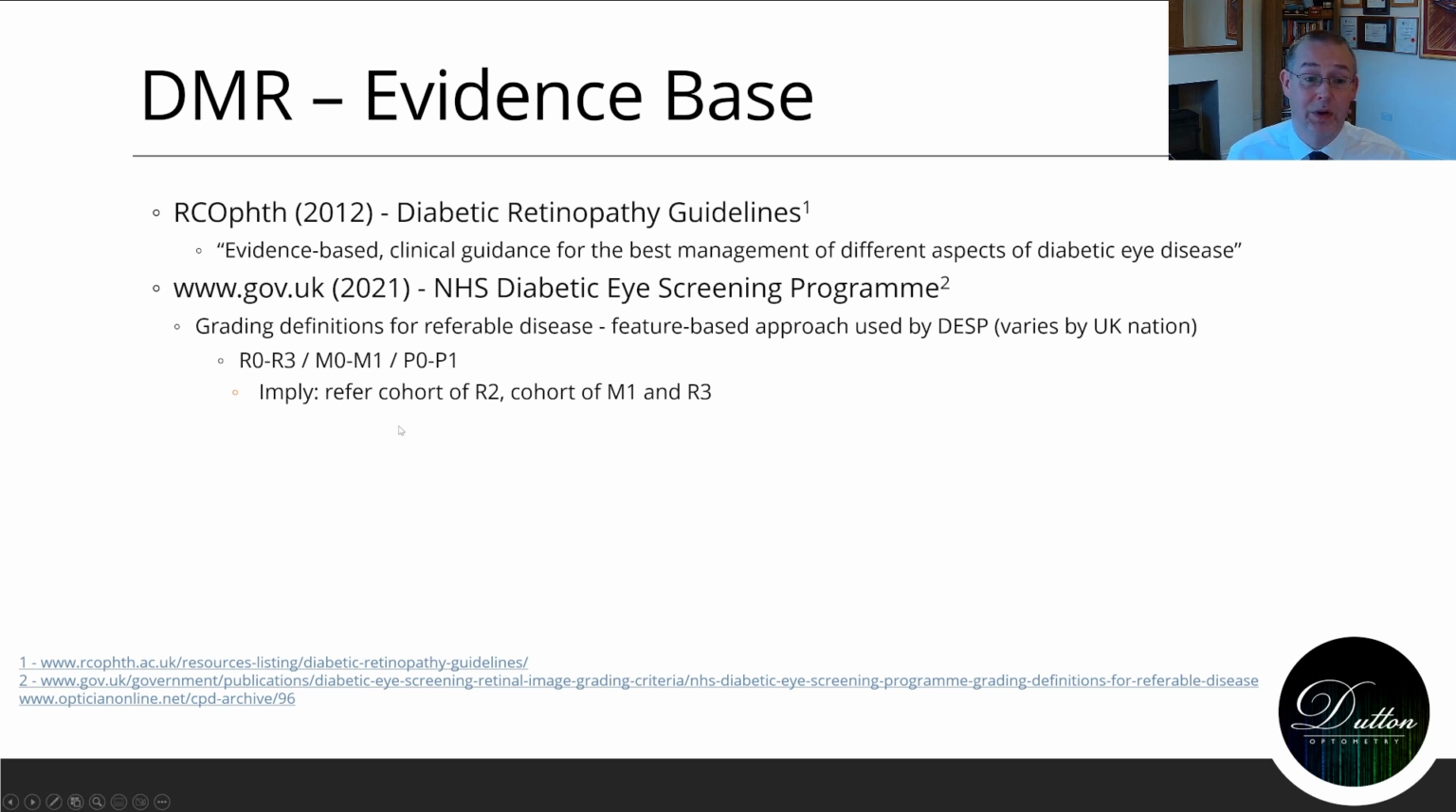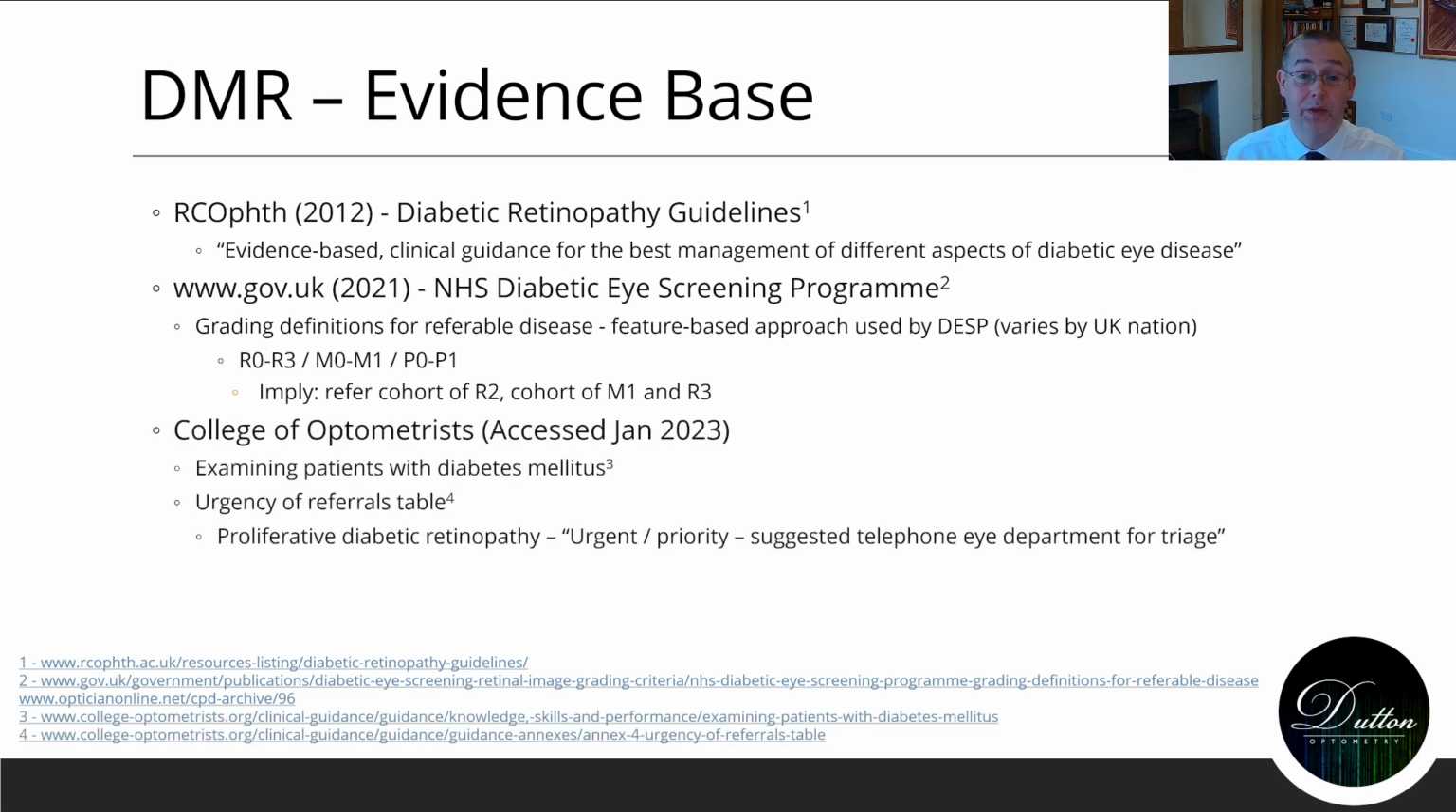And to summarise what they say, R3 gets referred, and that's proliferative retinopathy, and a cohort of M1, which is maculopathy, and a cohort of R2, which you could call pre-proliferative retinopathy, also get referred. If you have a look at the reference, you'll see exactly how those cohorts break down.